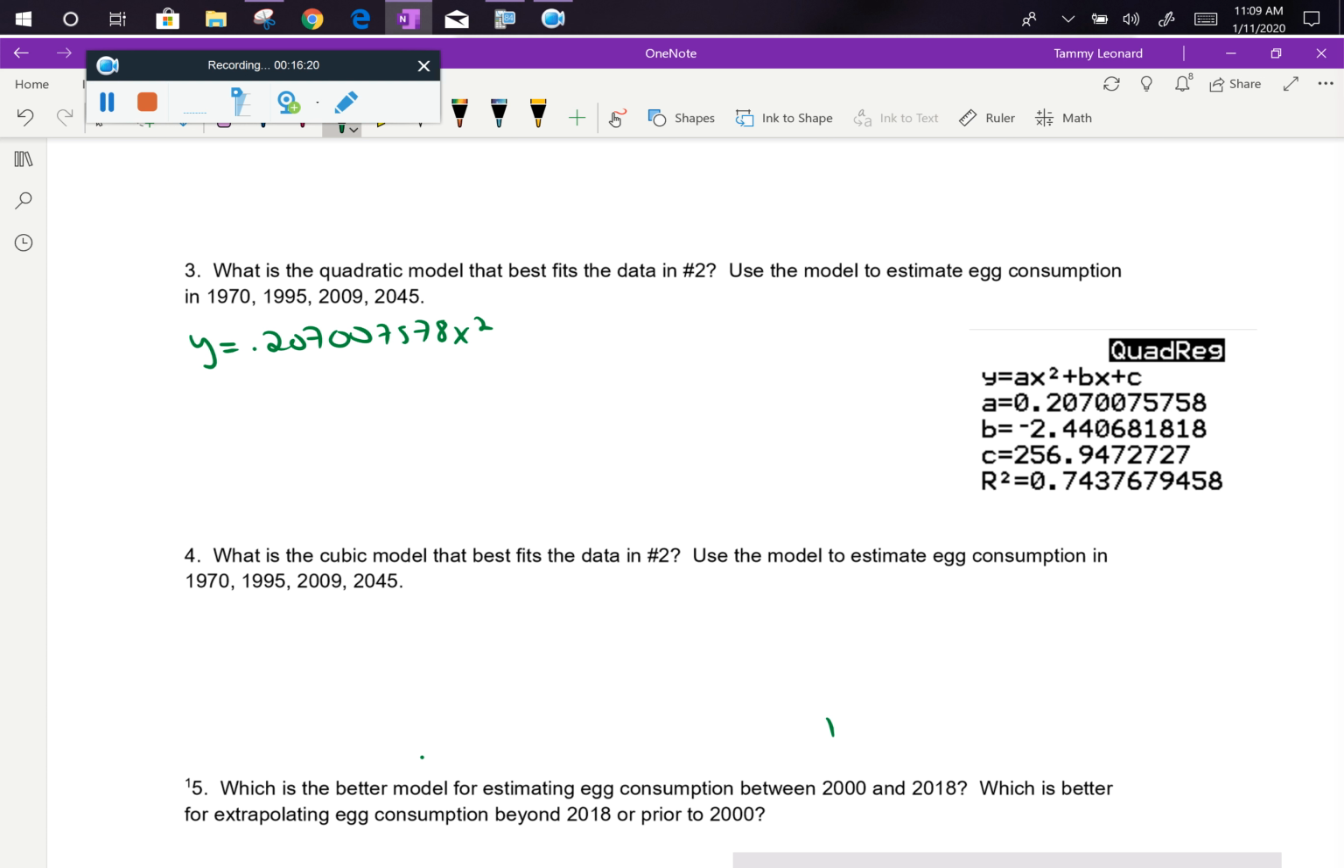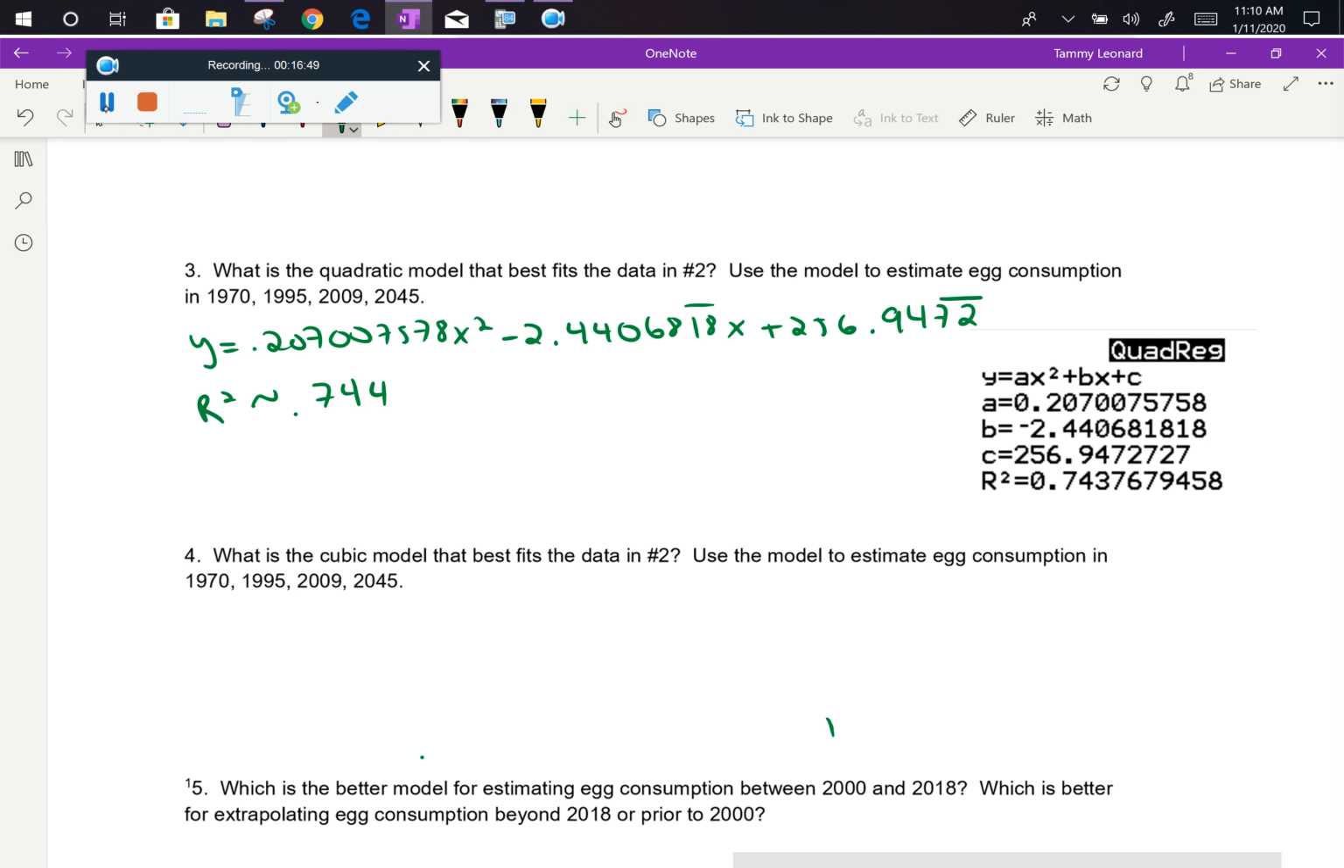0.207075758x squared minus 2.4406818, looks like that 18 might be repeating, x, and then plus 256.9472, and that looks like it's repeating as well. And I'll go ahead and record that correlation coefficient of 0.744.